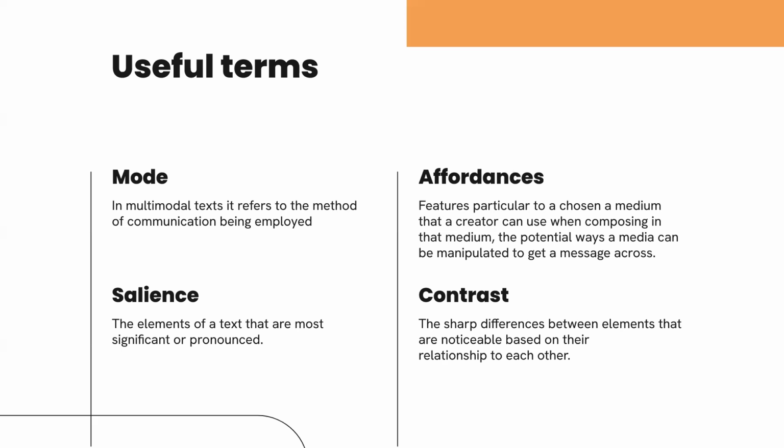So we can use the salience of specific things to explain how we are supposed to feel or how we're supposed to react. Or we can also use the contrast between different aspects of the same mode or between different modes to explain how we're supposed to feel, or what the specific reaction expected from us is, or how the character is being depicted.